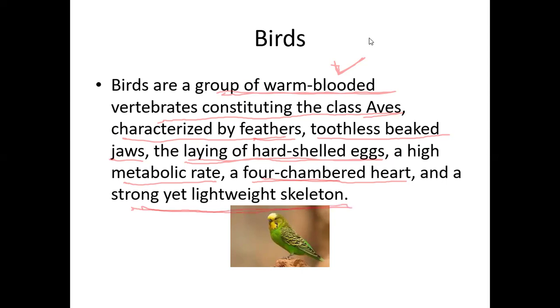The lightweight skeleton is the reason they can fly in the air with the help of their wings. So the body should be lightweight so that they can fly. In this way, birds are warm-blooded, lay eggs, have beaks and a four-chambered heart, are light in weight, and have wings and can fly into the air.